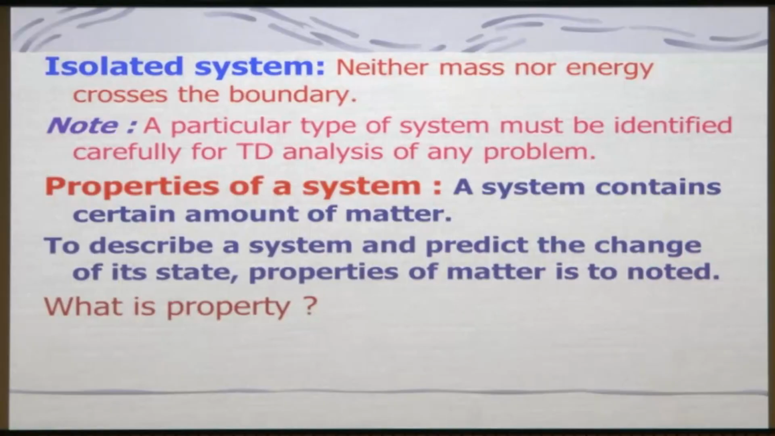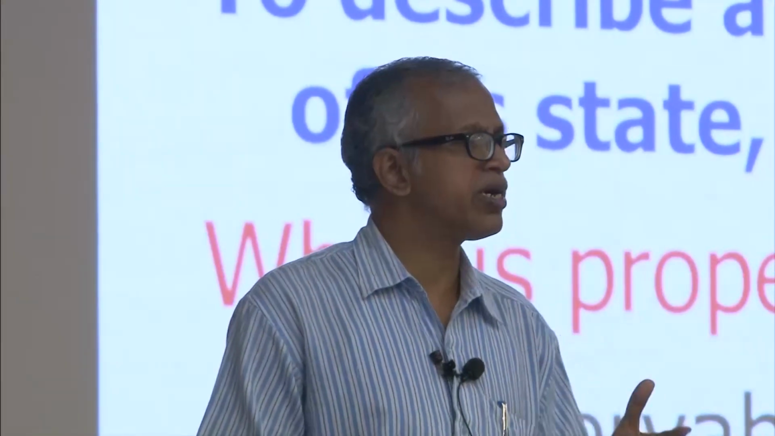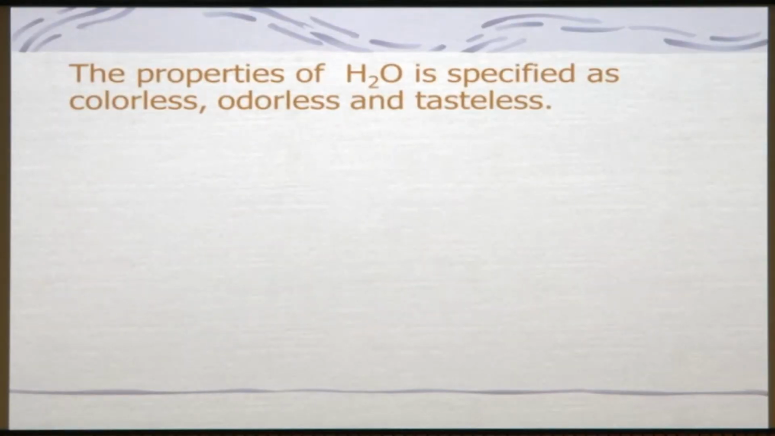Property is basically an observable characteristic of a system. That means what you can observe grossly: pressure, temperature, all those things. For example, properties of water can be specified as colorless, odorless, tasteless. Am I right? Now, can these properties of water be considered as thermodynamic properties? Is it possible that we can say, look, these are the thermodynamic properties?